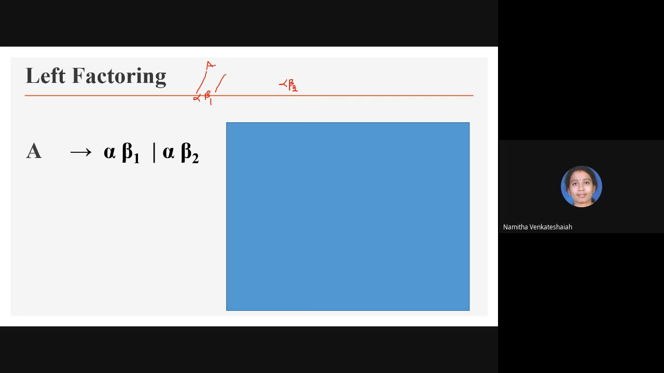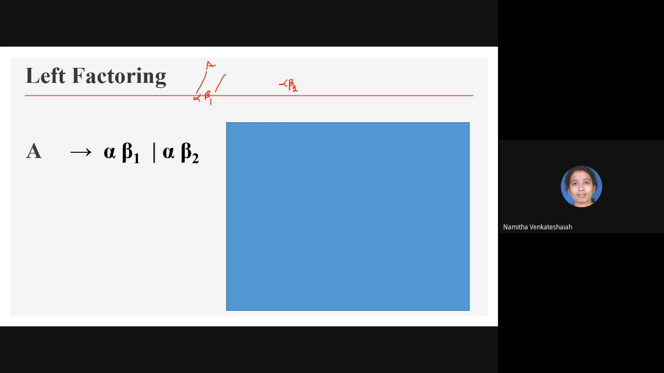And again I have to substitute alpha beta 2. So it is consuming a lot of time. When the first terminal is getting matched and the second terminal is not getting matched, it is taking a lot of time. Okay, backtracking time. That's why we have to avoid it.